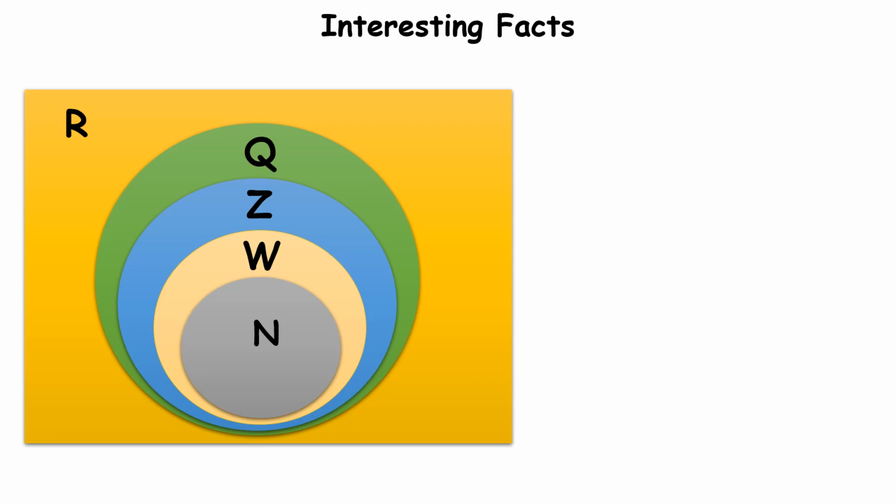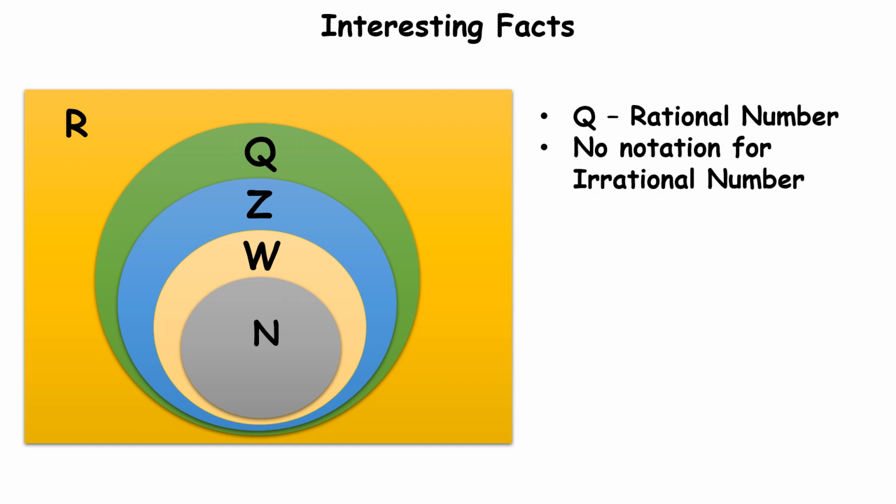Now we'll learn some interesting facts. This is the Venn diagram of different number types. R is the set of real numbers, N is the set of natural numbers, W is the set of whole numbers, Z is the set of integers. What about Q? These all we have learned in the previous video. Q is the set of rational numbers. There is no notation for irrational numbers. This is because irrational numbers are defined negatively. That is, the set of real numbers that are not rational.